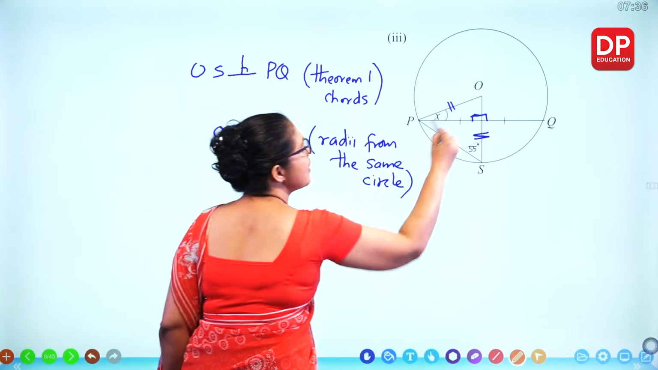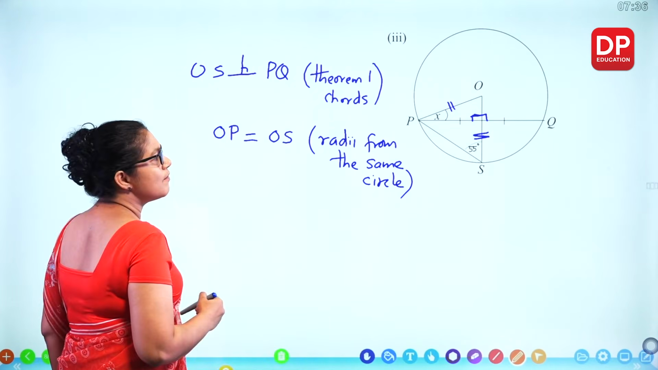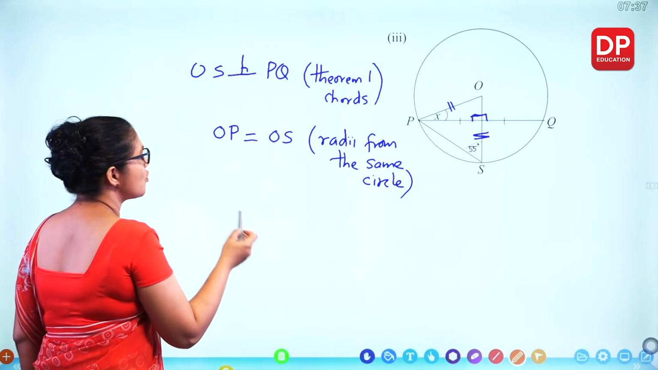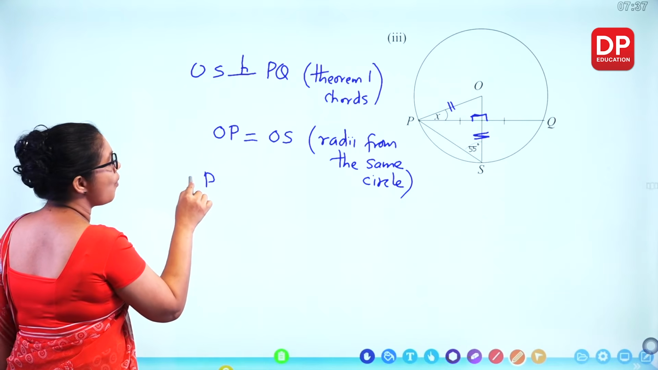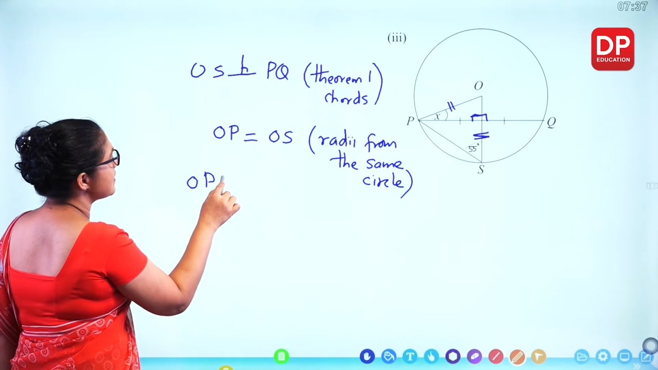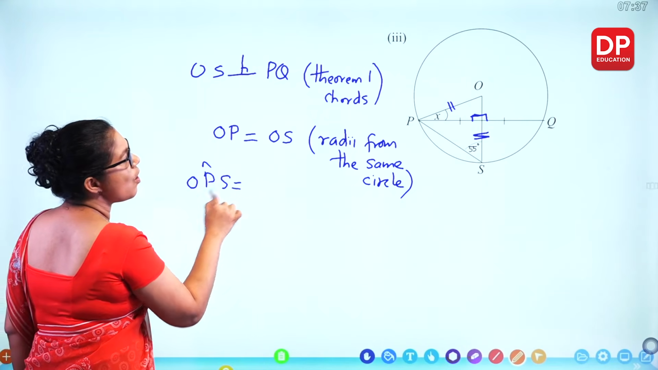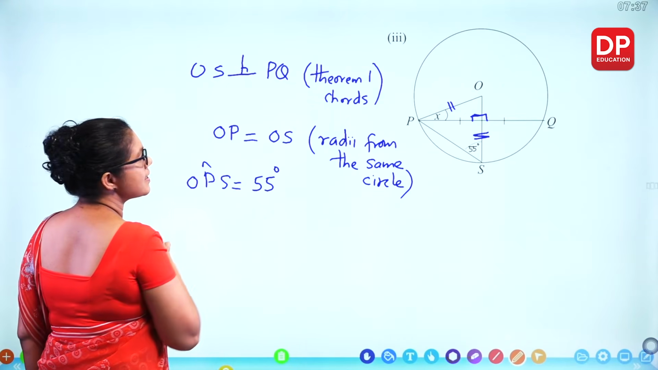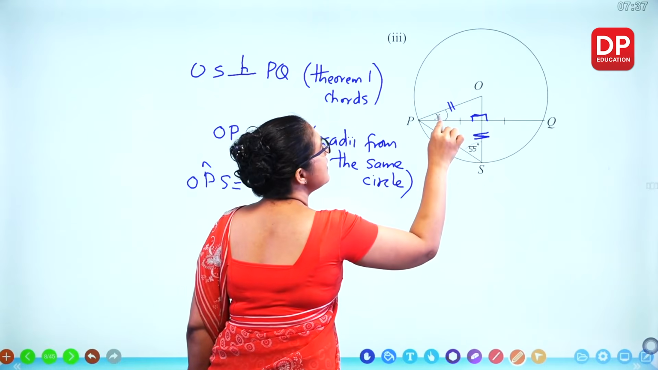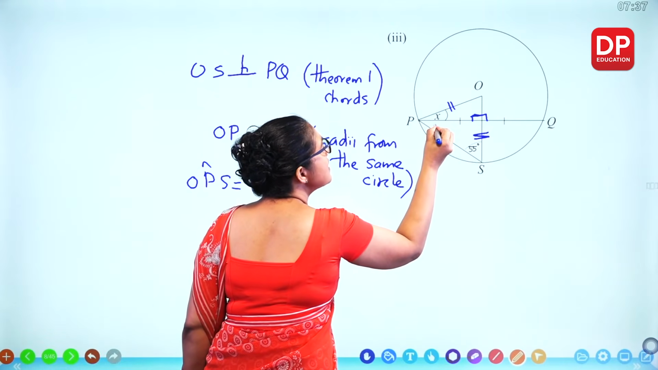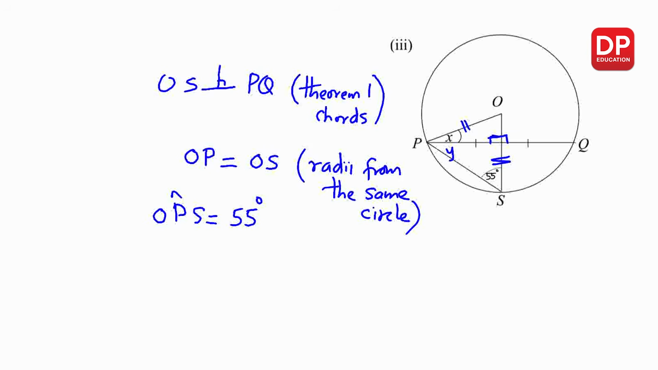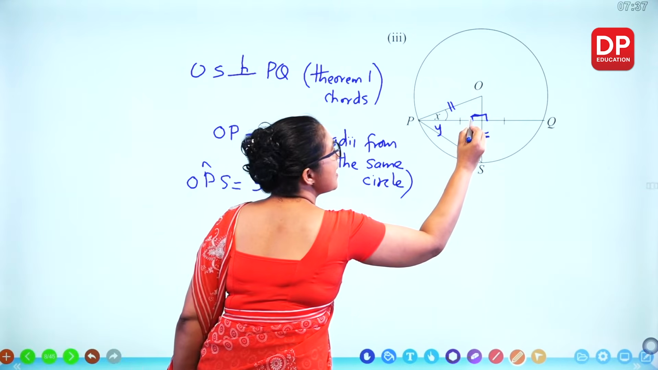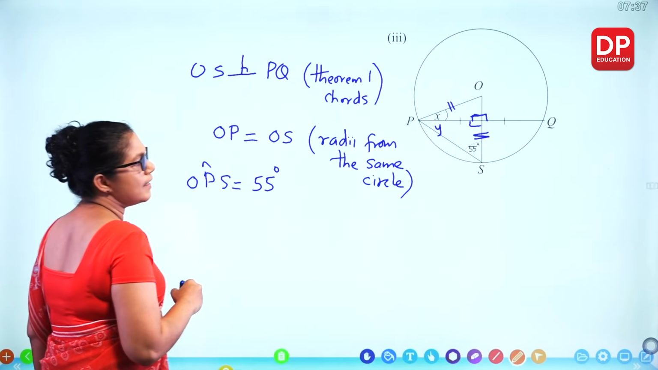Now when you look at this triangle, what can you say? This is an isosceles triangle. So here angle OPS is also 55 degrees. This angle is also 55. Now we'll take this one as y. If you take this one as y, we can easily find out this y value.